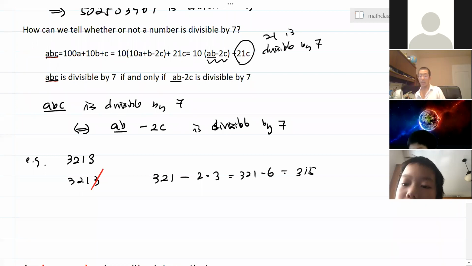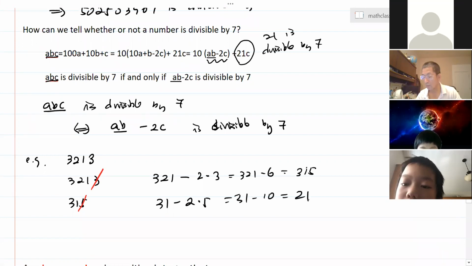Then I have to check whether 315 is divisible by 7. If this is divisible by 7, then the original number is divisible by 7. You can use the same idea again. You can use long division to quickly check whether 315 is divisible by 7. But if you don't, you delete that 5, so you get 31 minus twice 5. So 31 minus 10, which is 21. Now clearly 21 is easy to check as divisible by 7.